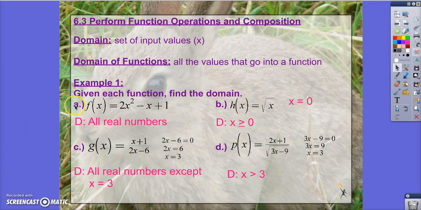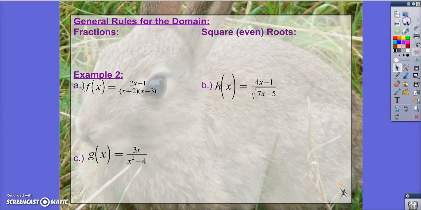So to recap, in letter A, if it's just a regular function that is not a fraction and not an even or square root, it's just all real numbers. Where you start to have the restrictions on it are like B through D. So let's come up with another set of examples, and I want to talk about the general rules for the domain. Fractions.